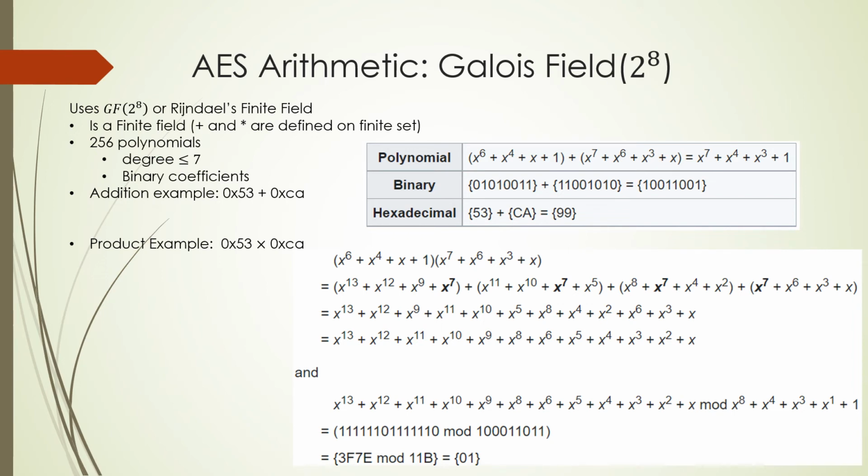Let me first briefly explain what Galois field is. It's a finite field, which means it's made of a finite set of 256 elements. We define addition and multiplication on these elements, and the set of 256 elements is closed under addition and multiplication. But it's not going to be the normal addition or normal multiplication. We define addition and multiplication a little bit differently.